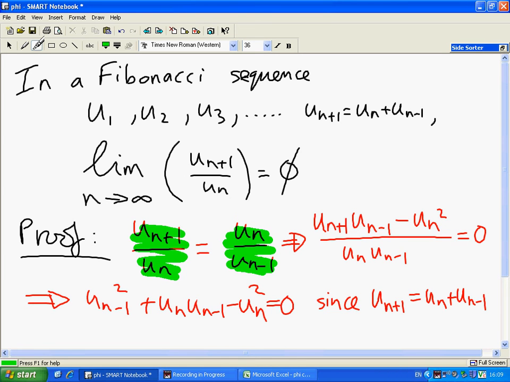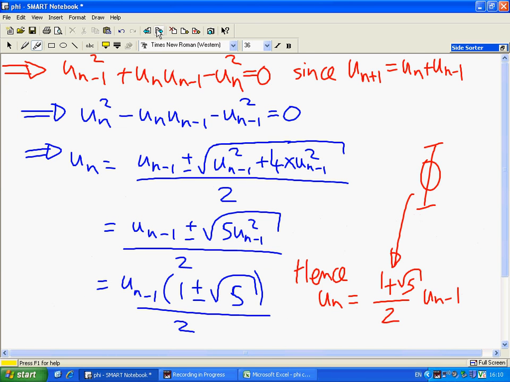When we take this equality and rearrange it to get a quadratic right here, and then when we use our knowledge of maths to solve the quadratic using the quadratic formula, which you can all do, you've all done it, we end up with the conclusion down here. When we solve for un, that the ratio between each term of the Fibonacci sequence gets closer and closer to the golden ratio.